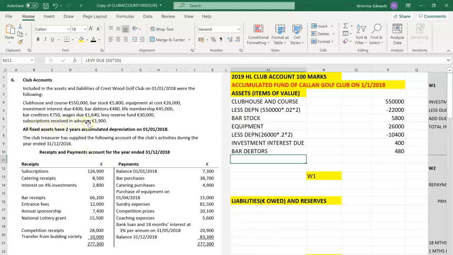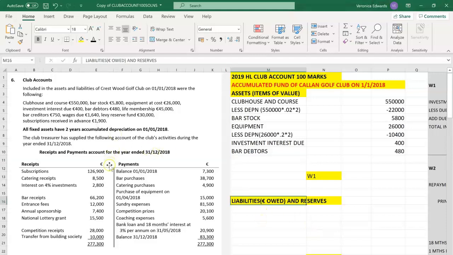Subscriptions received in advance. We need to think carefully about this one. If you've received some subscriptions from your members in advance, you technically owe that money back to them on a temporary basis because they didn't have to give you that money in advance. So when you sit down on the 1st of January, you temporarily owe that money back to your members. When we say owe money, straight away we're talking about a liability.